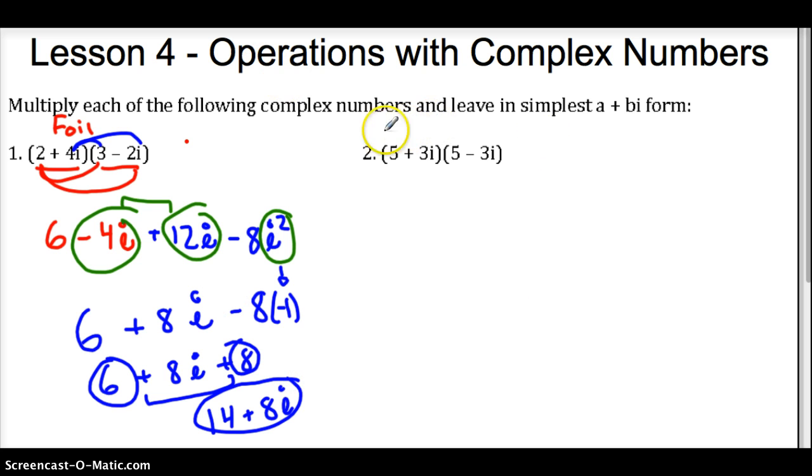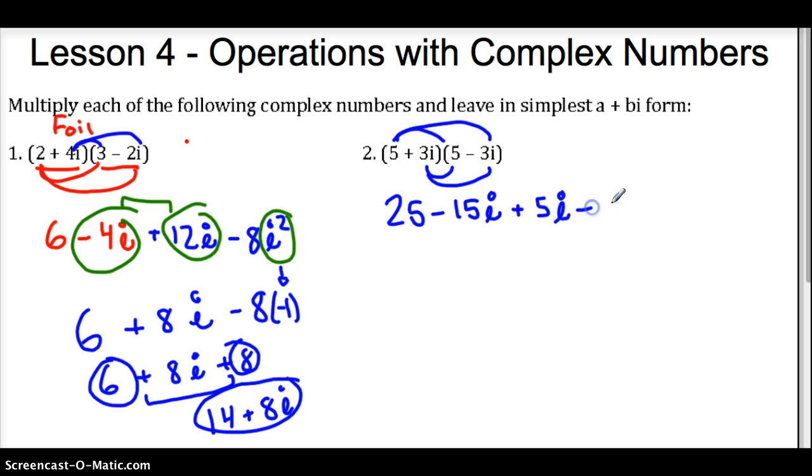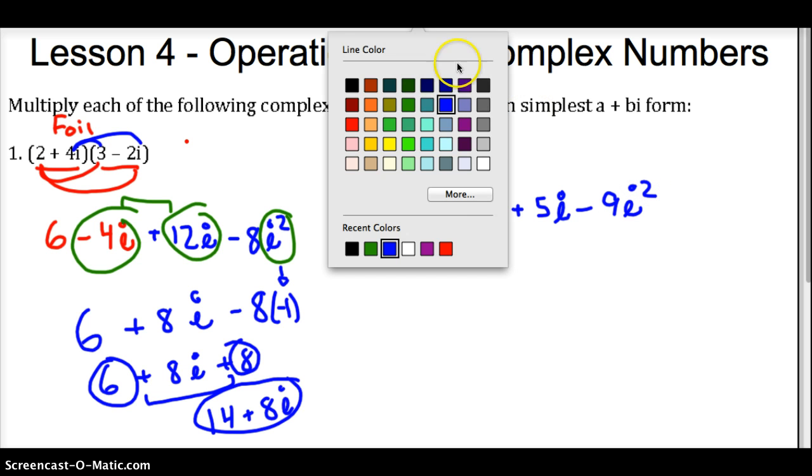You know what? I know you're looking at me to try to do the second one for you. I like you guys. I'm going to do it. So let's try this one again. So we're just going to FOIL. So we're going to do 5 times 5 is 25. 5 times negative 3i is going to be negative 15i. 3i times 5 is positive 15i. All right, and then 3i times negative 3i is negative 9i squared. Almost forgot.